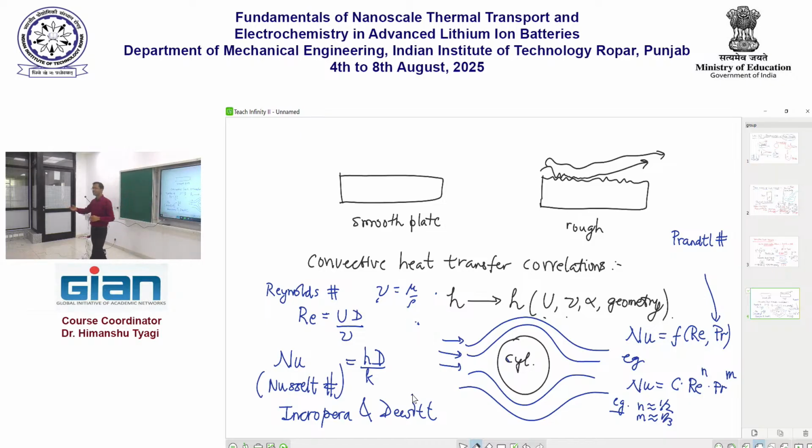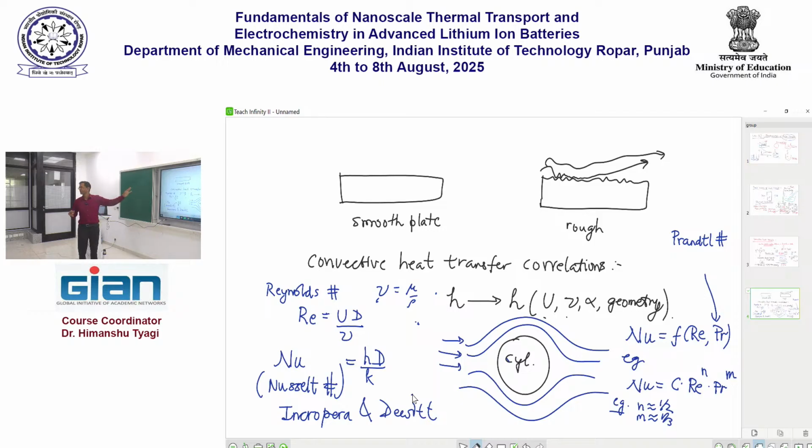When Dr. Tyagi and I were students 25 plus years ago, we used Incropera and DeWitt for learning heat transfer. 25 years later, when we are now teaching the next generation, we still use Incropera and DeWitt, right? So this is a very standard book, sort of like the Bible of this field. Now there are other authors as well, but if you just search for this, you will find out what I'm talking about. It's an excellent book. Okay.